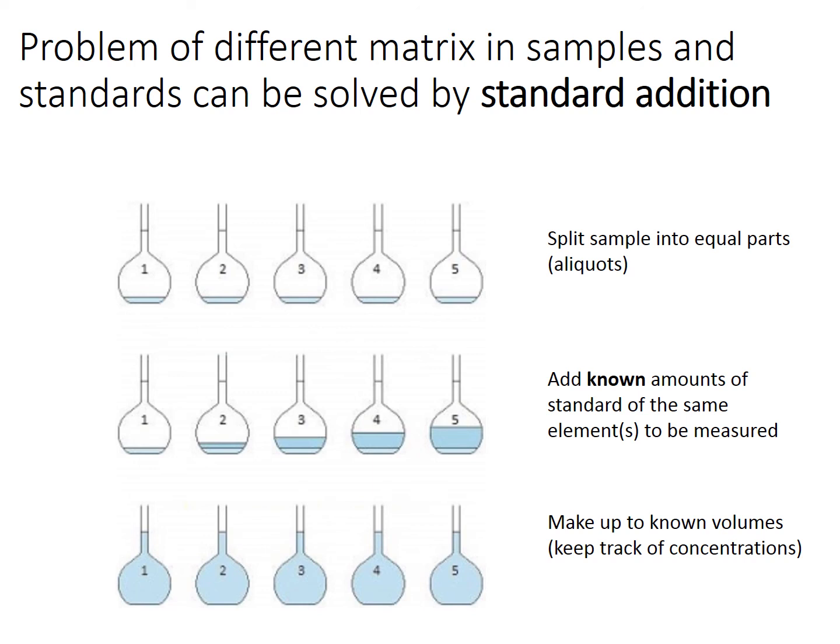Standard addition is basically you take your sample and you use your sample to do the calibration as well as the sample measurement. So the way this works is you get your sample and you divide it up into at least 4, hopefully 5 different aliquots. Then you add a known amount of the standard of the element that you want to measure to each of your aliquots of the sample. Then you make them all up to the same volume.